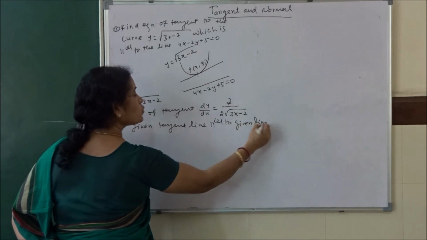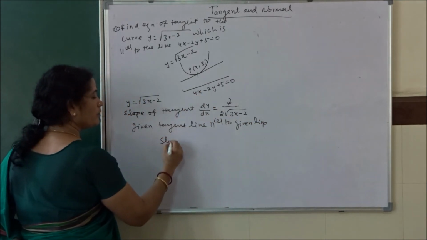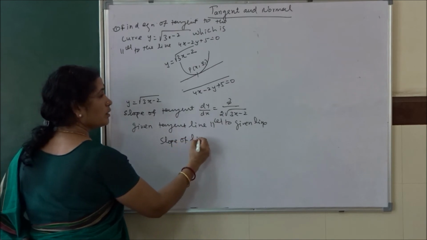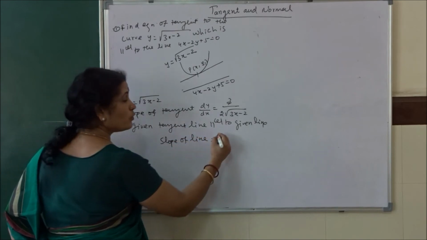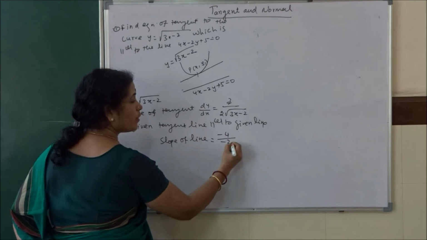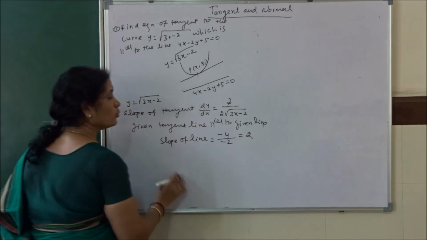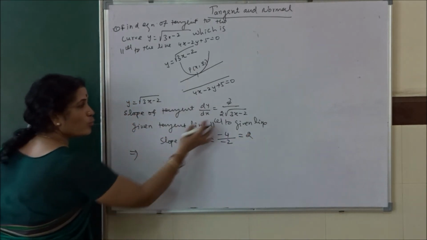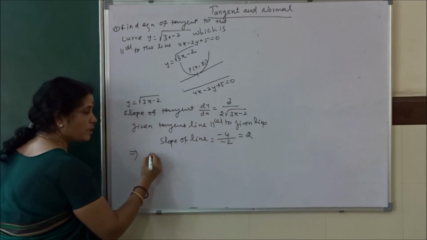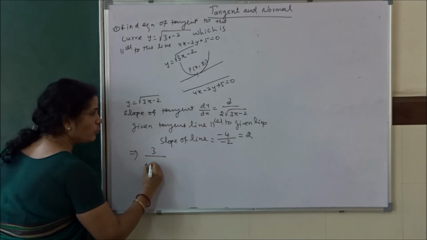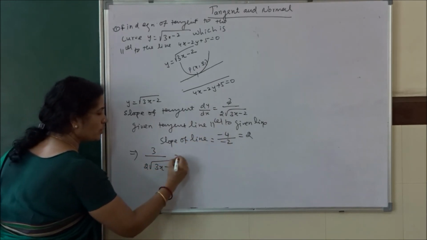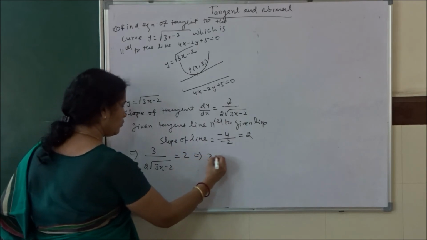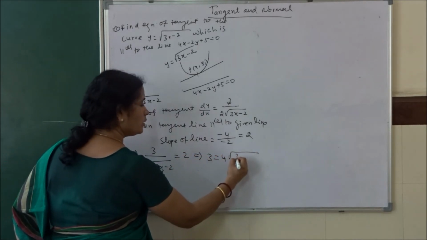So how to find the slope of this given line? I already told you the formula: minus coefficient of x upon coefficient of y. So we are getting 2. This implies both are parallel, so slopes must be equal. So 3 upon 2 into under root of 3x minus 2 is equal to 2. This implies 3 equals 4 into under root of 3x minus 2.